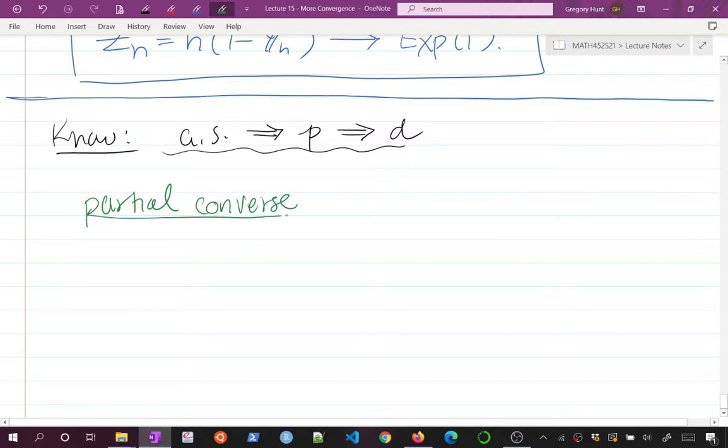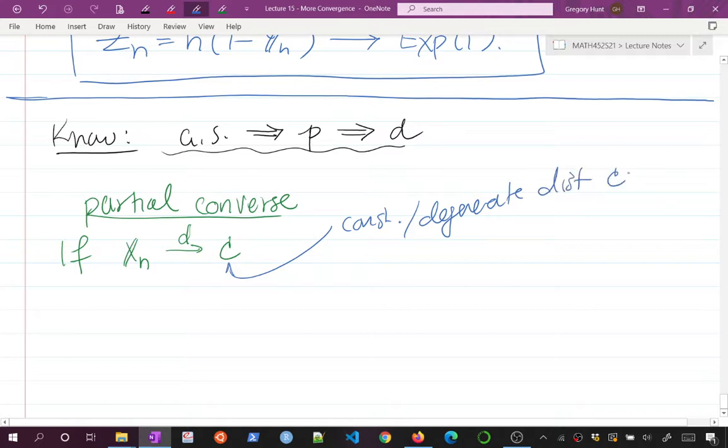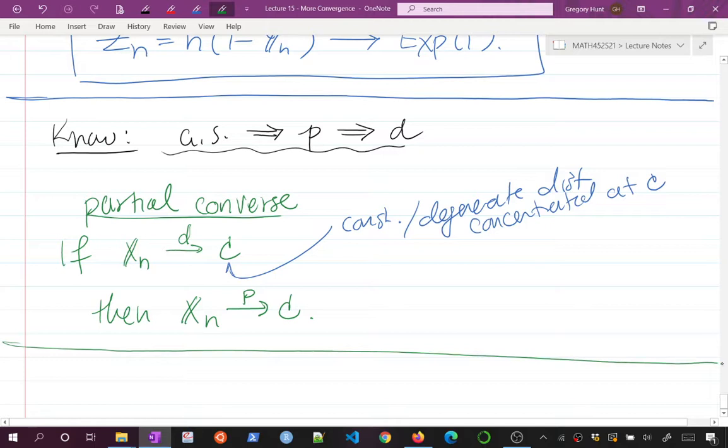So generally, you can't say that distributional convergence implies convergence in probability. However, if we have a sequence of random variables Xn that converge in distribution to a constant, a degenerate distribution concentrated at some number c, then we actually do know that it will also converge in probability to that constant. So it's a partial converse, and it only works when we have a constant distribution.